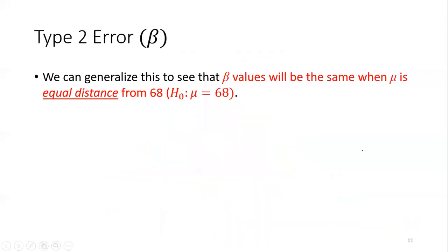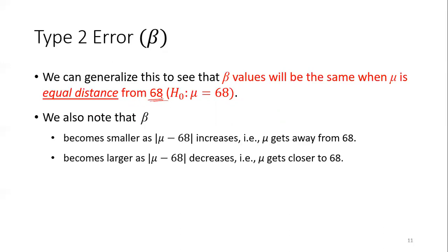Great. So we can generalize this, to see that beta values will be the same when mu is an equal distance from the original hypothesis, the null hypothesis, which is 68. We also see that beta becomes smaller. So type 2 error becomes smaller if the distance between the mu that you set as the value of the alternative hypothesis and the original hypothesis increases.